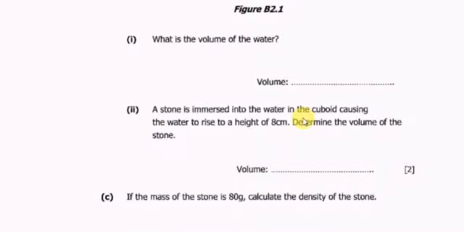Question B, Roman numeral 2 reads, a stone is immersed into the water in the cuboid, causing the water to rise to a height of 8 centimeters. Determine the volume of the stone. 2 marks. So this means Roman numeral 1 was 1 mark and Roman numeral 2 was 1 mark.